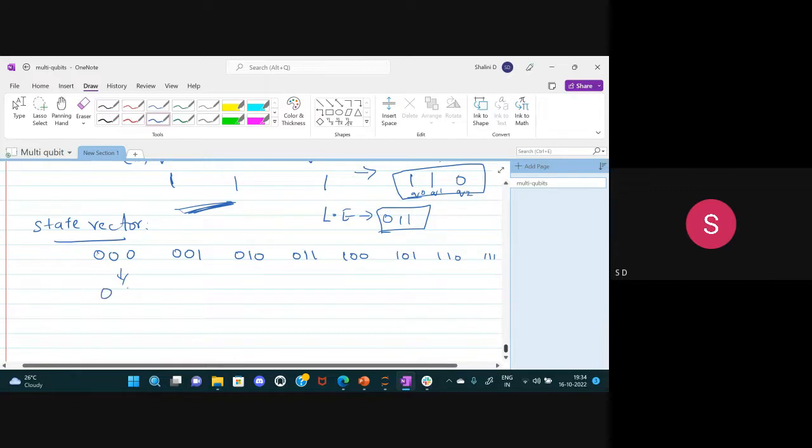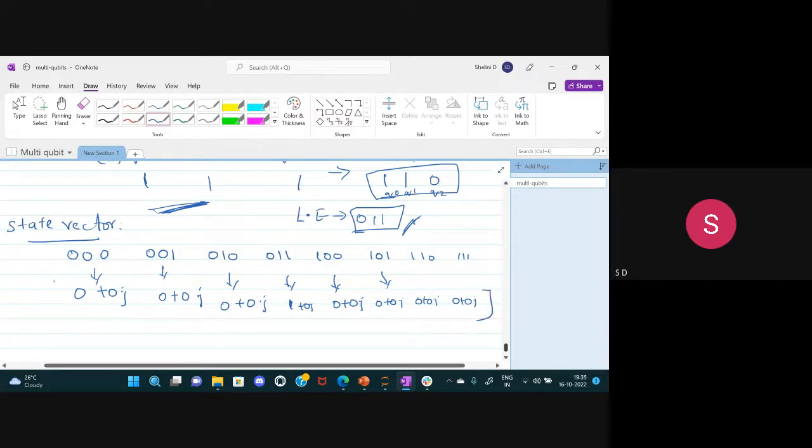So it is 0 plus 0 into j, 0 plus 0 into j, 0 plus 0 into j, 0 plus 0 into j. Q 0 1 1. We have got 0 1 1 as output. So we can write it as 1 plus 0 into j, then 0 plus 0 into j, 0 plus 0 into j, 0 plus 0 into j and 0 plus 0 into j. So this is what our output will be for the state vector.